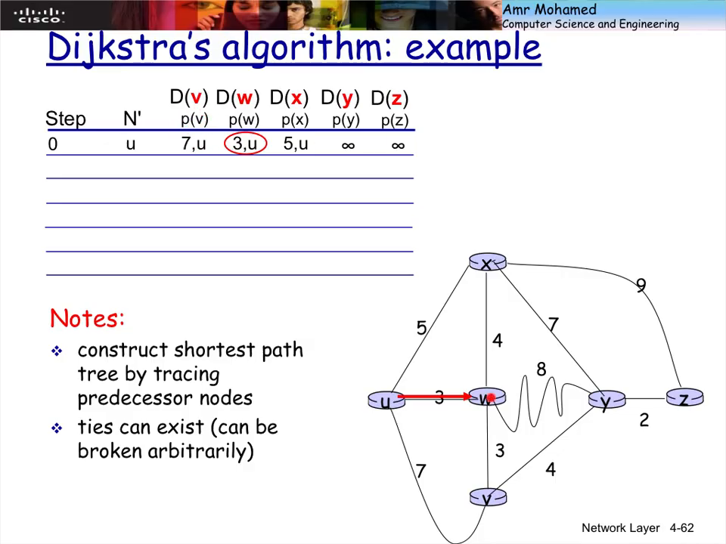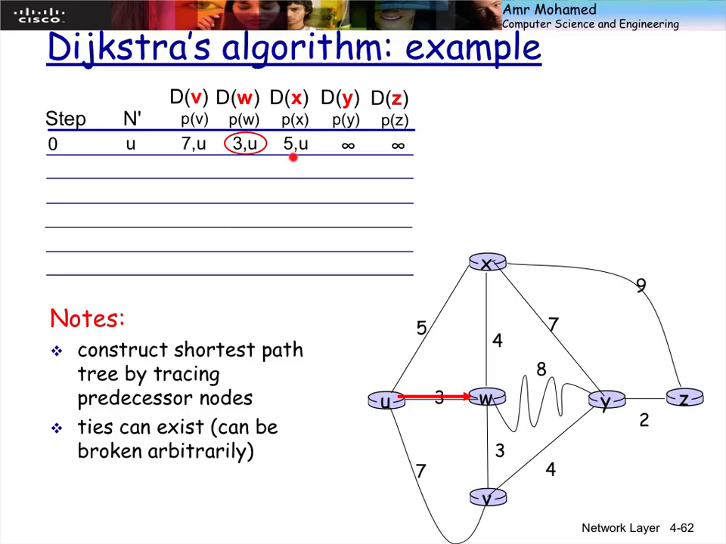So if you go to here, what is the predecessor? U. If you go to X, what is the predecessor? U. Right? If you go to here, what is the predecessor? U. So you always need to trace back which node got you to the minimum cost path. This way you can trace back and know the entire path.